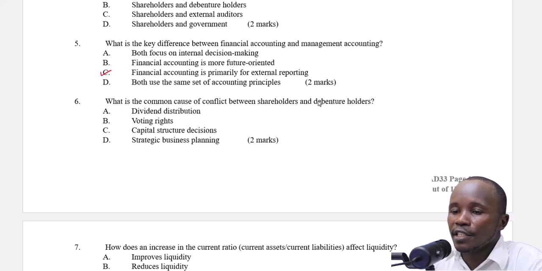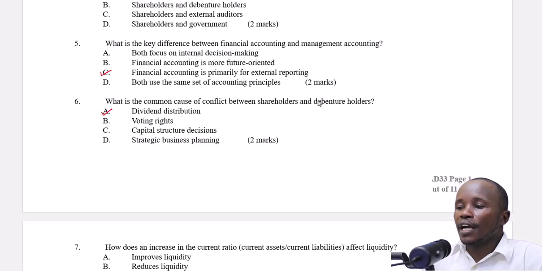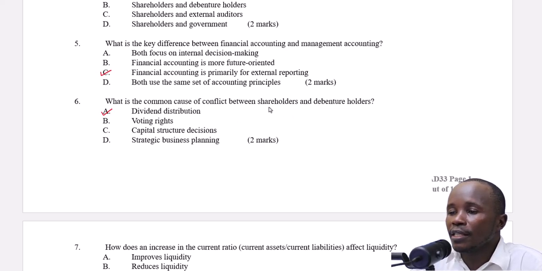Why do we say dividend distribution? The dividend distribution comes in where shareholders want, when the company makes profits, to distribute most of the profit in the form of dividends. So they would like to make more returns on the investment. On the other hand, debenture holders want the company to retain most of its profits to grow, because they have interest on their loan or bonds to be paid in the long run. If the business winds up, they may not be in a position to continue earning interest from this business.